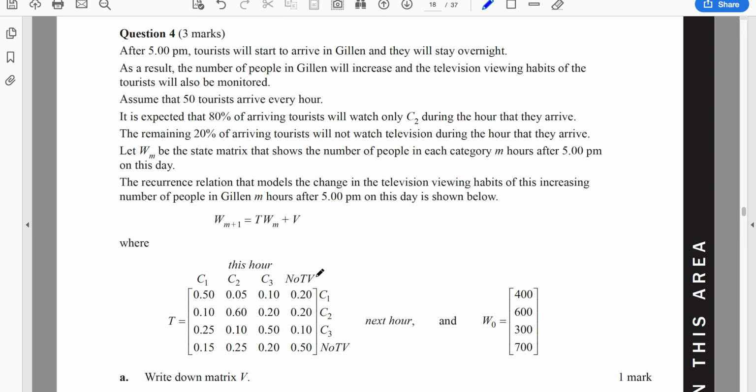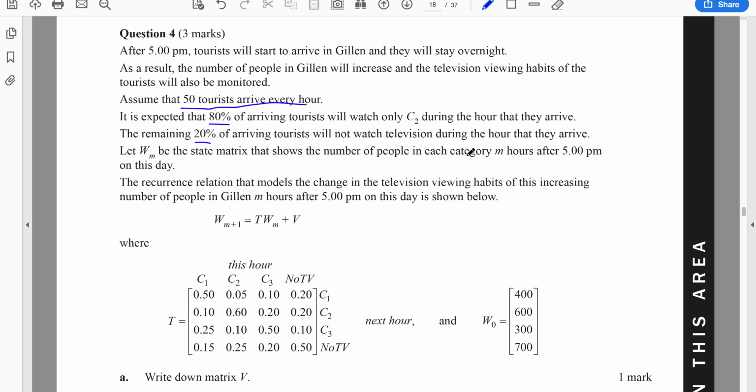Again, it is very wordy, so it's going to take you some time to read the question, perhaps highlight things, important information. For example, that 50 tourists are arriving every hour. That's very important. But also this bit here about the 80% watching only C2 and the 20% not watching television at all.